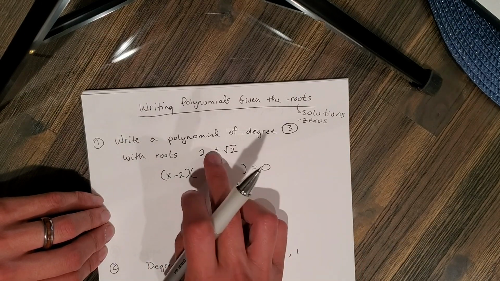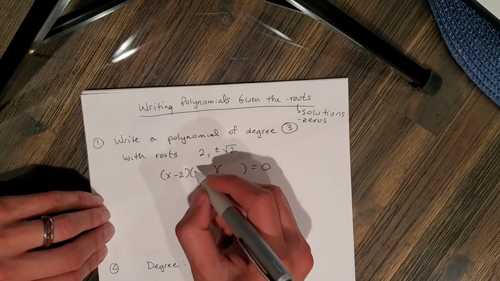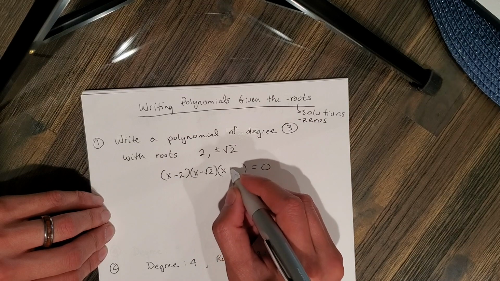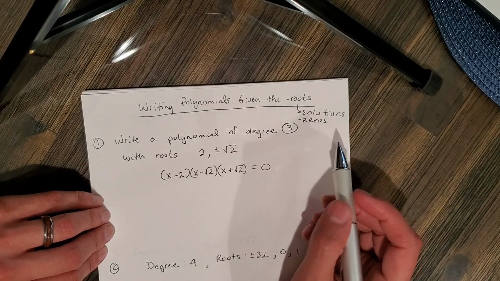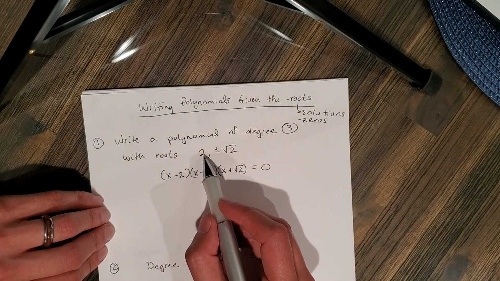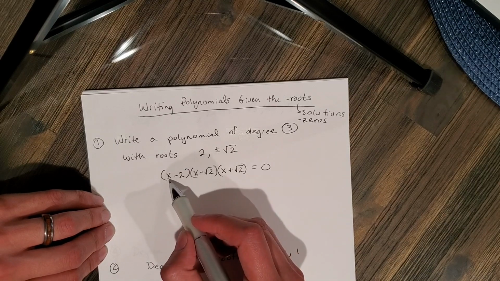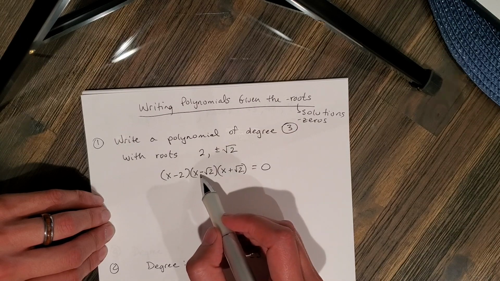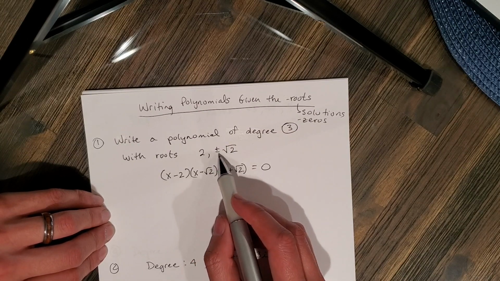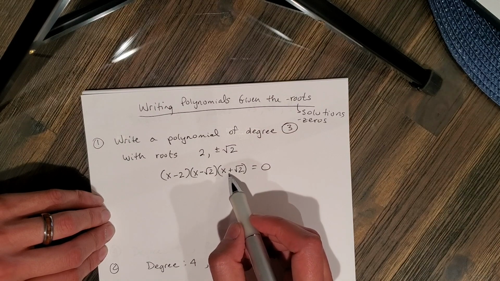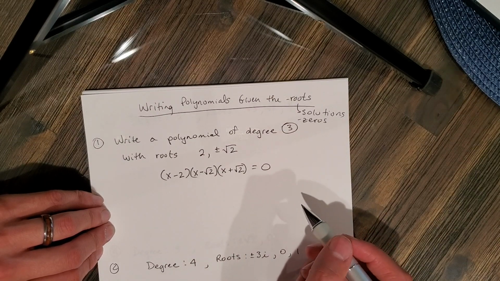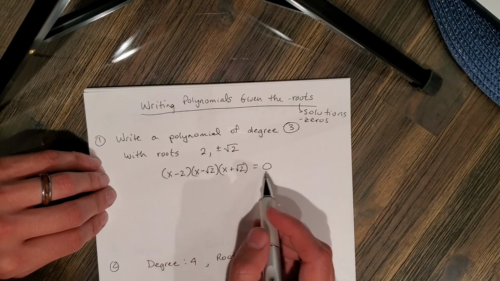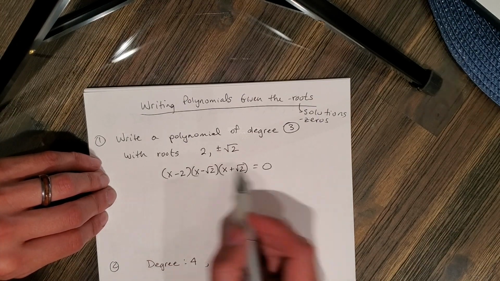Okay? And now for the positive square root of 2, we're going to go ahead and put x minus square root of 2, and then x plus square root of 2. Okay? So remember, we're just doing the opposite of this number here. So the positive 2 came from x minus 2. The positive square root of 2 came from x minus square root of 2. And then the negative square root of 2 came from x plus square root of 2. Okay? And really, this is the most complicated step of the whole problem. The rest is just multiplication.